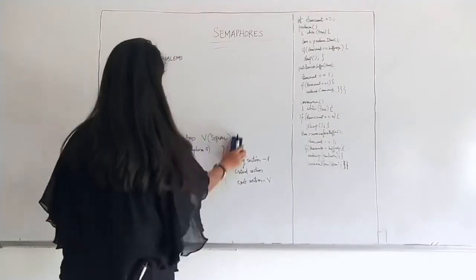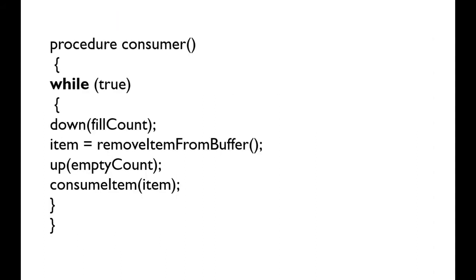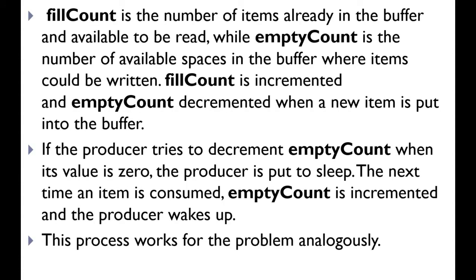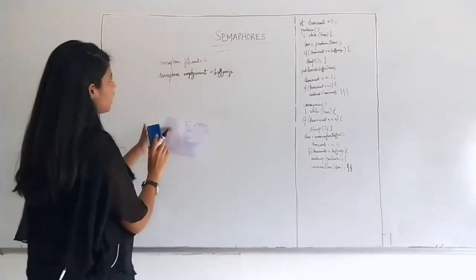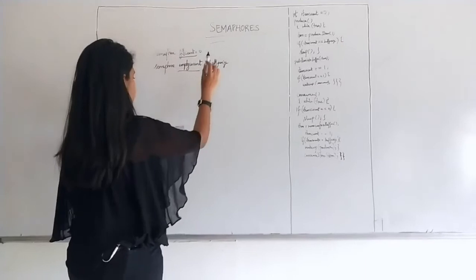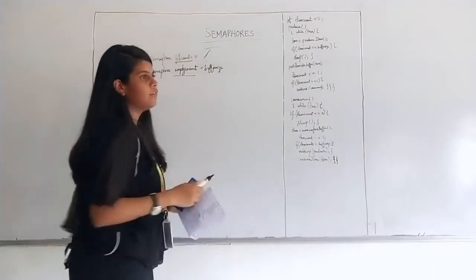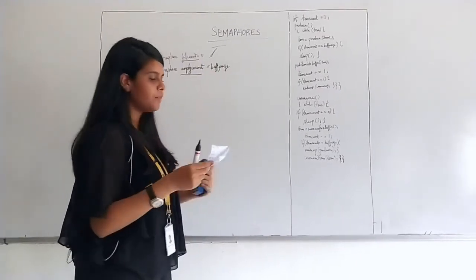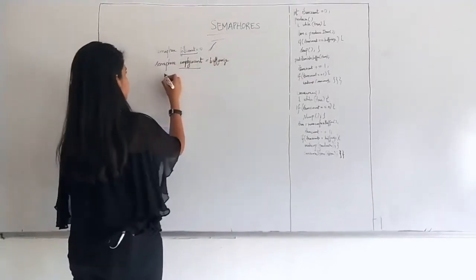So using semaphores, here I am going to use 2 semaphores, fill count and empty count. Fill count will give you the number of items that have been produced, and empty count will give you the remaining space in the buffer. Using these, I am going to explain the producer block.